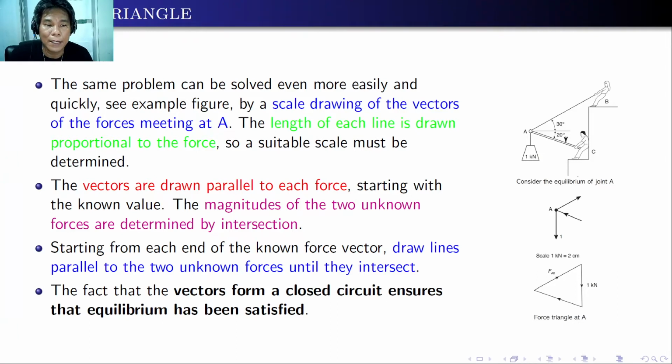The length of its line is drawn proportional to the force, so a suitable scale must be determined. The vectors are drawn parallel to each other, starting with the known value. The magnitudes of the two unknown forces are determined by intersection. So even if you have two unknowns, you can find their values along their intersection. Starting from the end of the known force vector, draw lines parallel to the two unknown forces until they intersect.